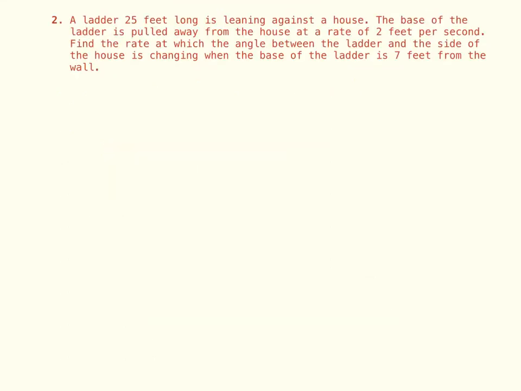Okay, let's take a look at our second angle problem. The second one says a ladder 25 feet long is leaning against a house. All right, so I should be able to draw that right away. I have a ladder that's 25 feet long and it's leaning against the side of a house. The base of the ladder is pulled away from the house at a rate of 2 feet per second. So let's get some letters in here. Obviously, 25 is our hypotenuse, so I'm going to call that C, and our other two sides will be A and B. So here's the base being pulled away at a rate of 2 feet per second.